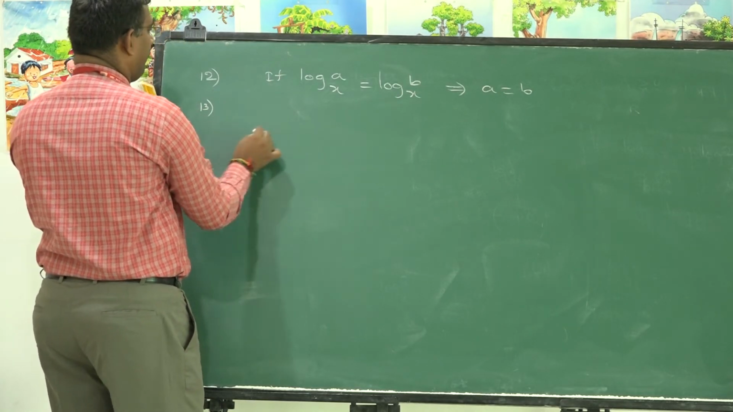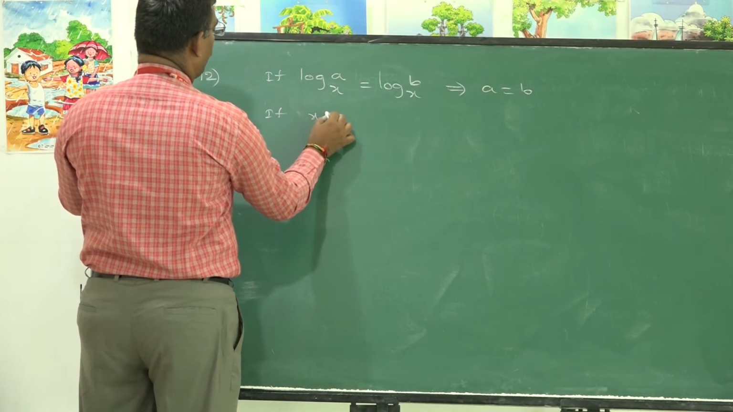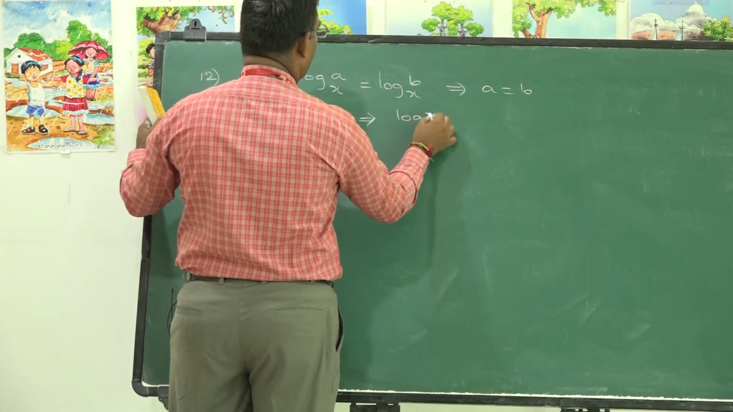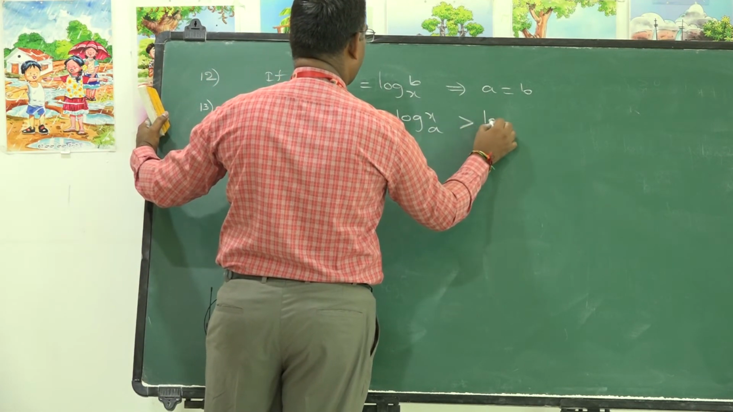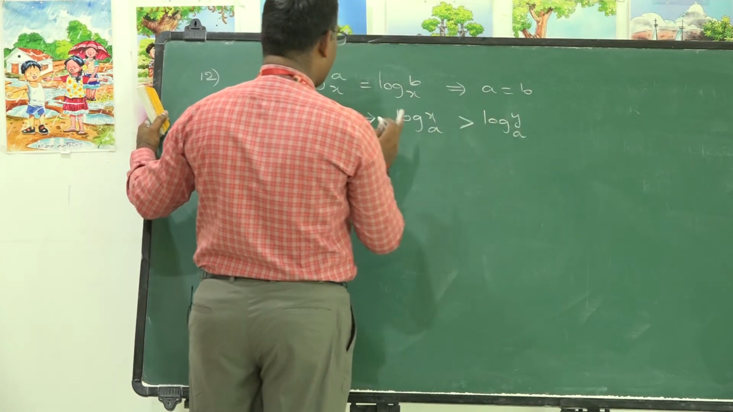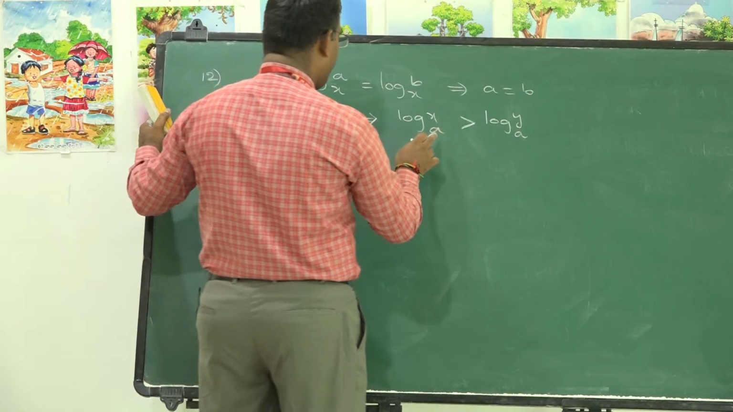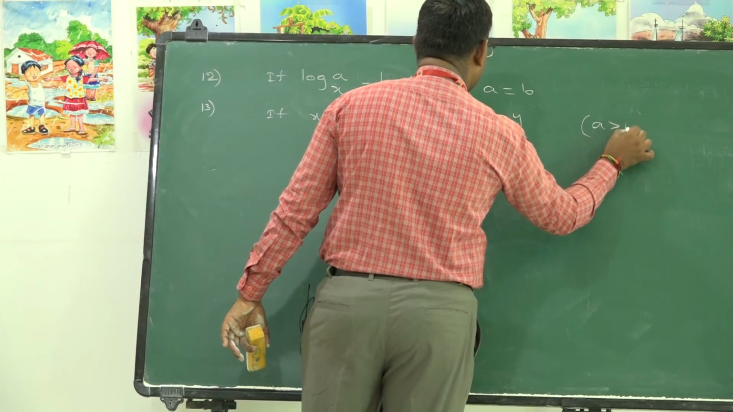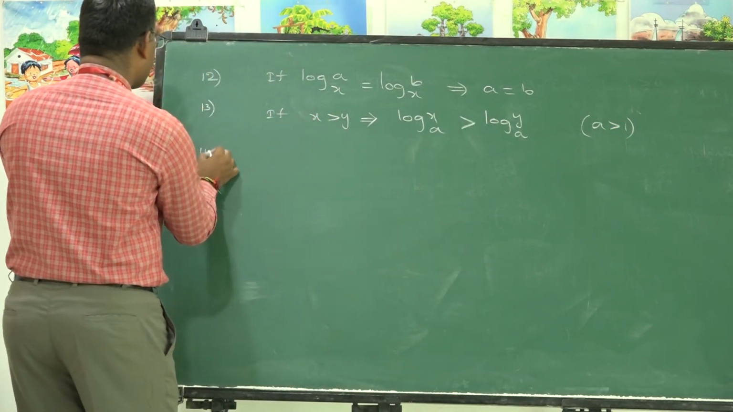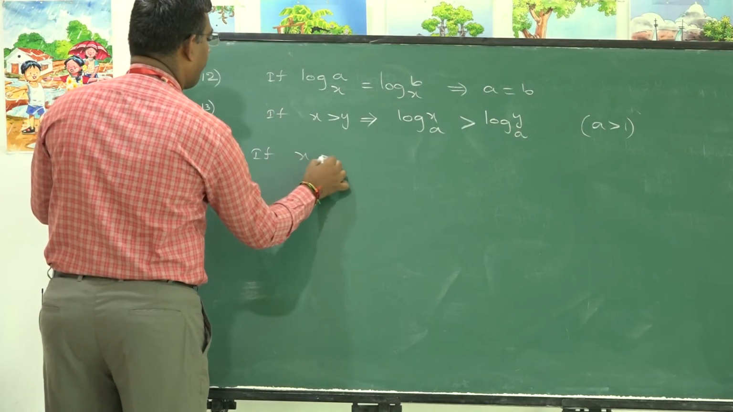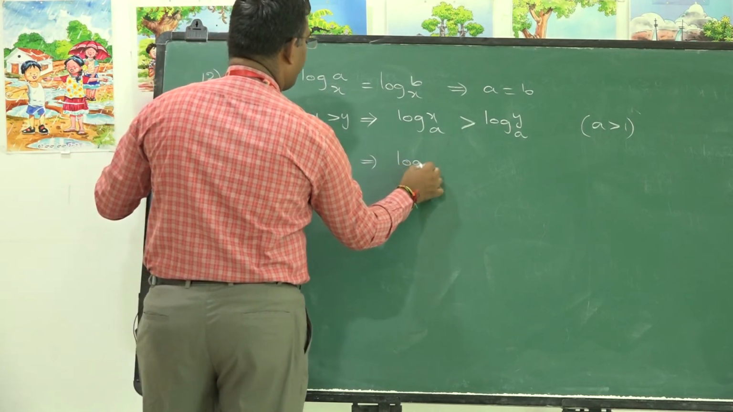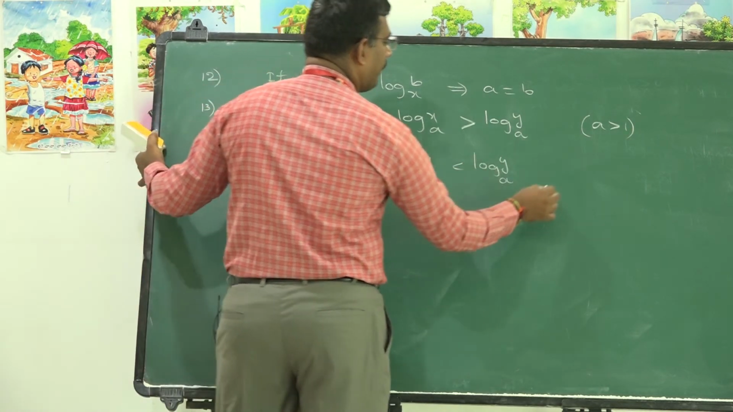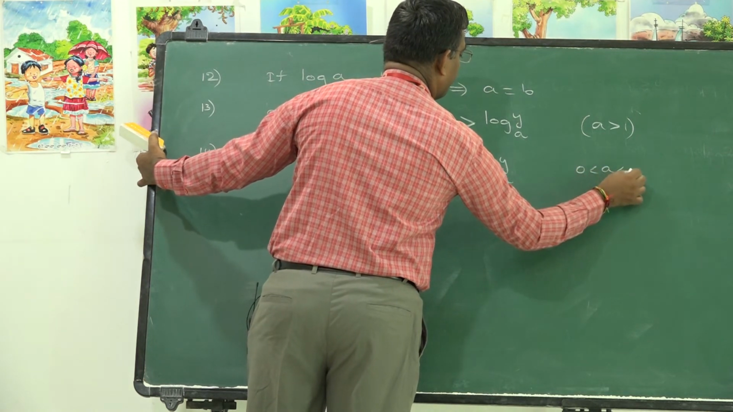Next, property number 13. If x is greater than y, then the logarithm of x to the base a is also greater than log y base a, where x and y are positive numbers, x is greater than y, but here a is greater than 1. If x is greater than y, then log x base a is less than log y base a. Here a lies between 0 and 1.